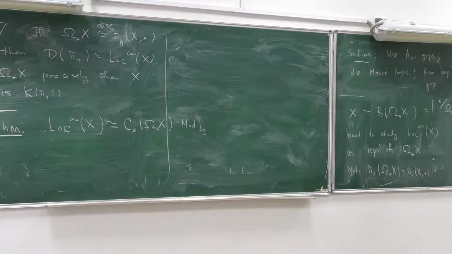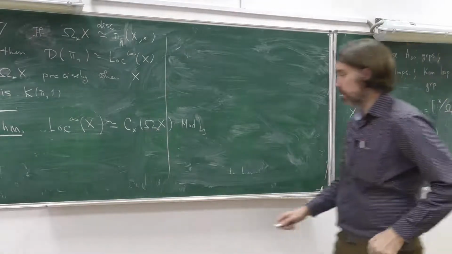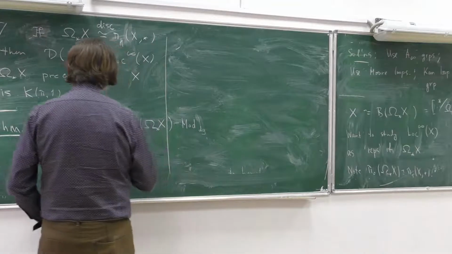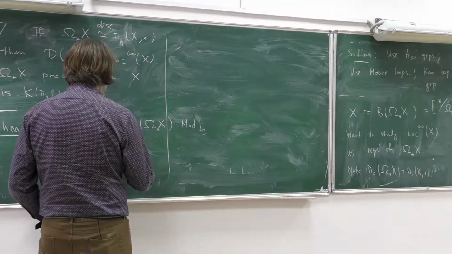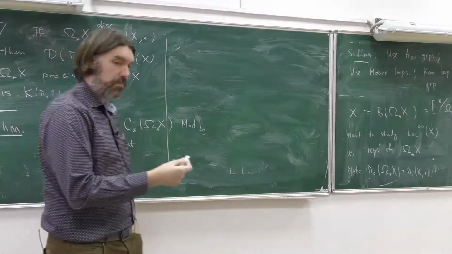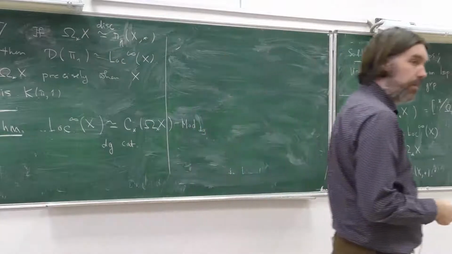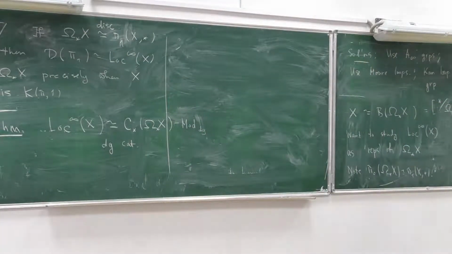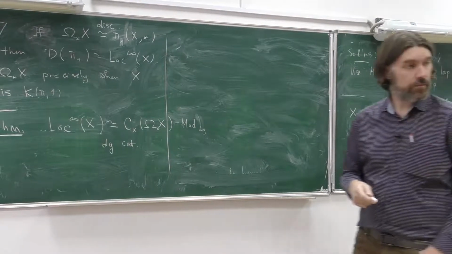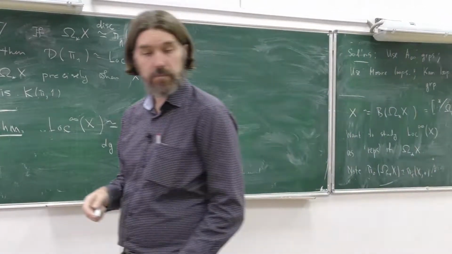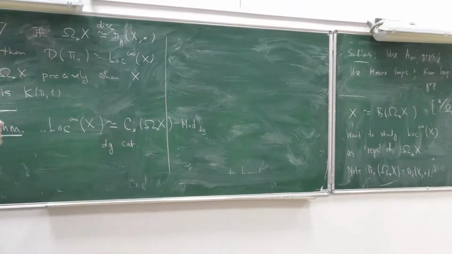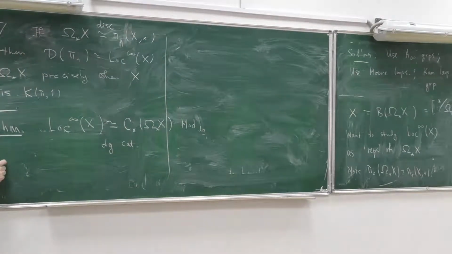What exactly is the same? It's a quasi-equivalence of DG categories. So this is of DG categories, meaning it's not just the homotopy categories, but the mapping complexes match up. The maps of the Homs are quasi-isomorphic.